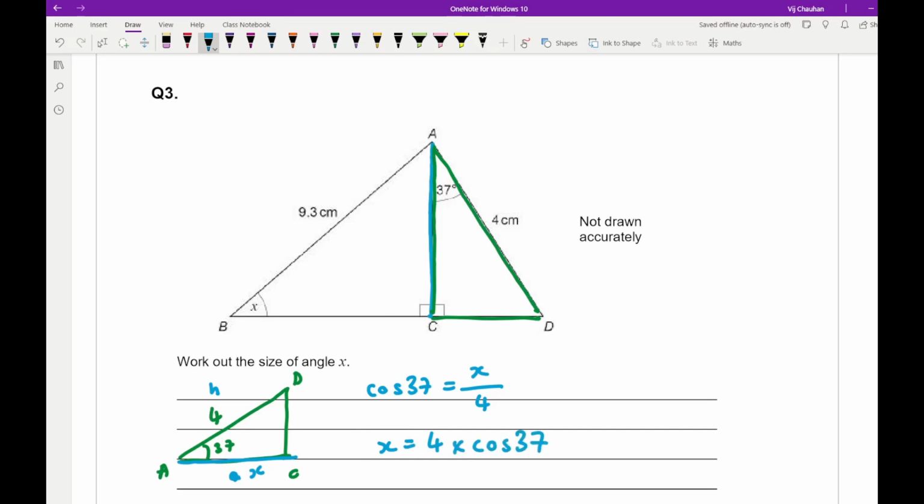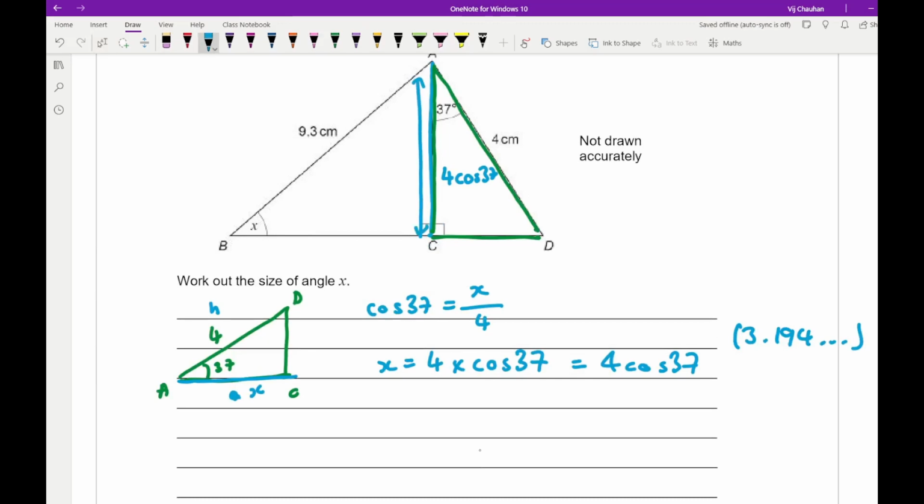Now typically most people would probably work that out as a decimal, which if I just type that into my calculator now, I get an answer of around about 3.194 blah blah blah. Now because I've not finished the question, I'm going to be as accurate as possible, so I'm just going to leave that length as 4 cos 37.